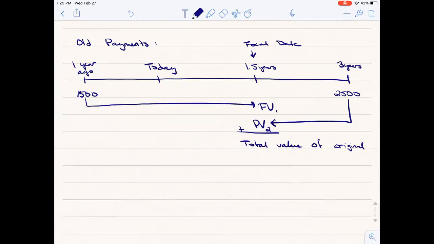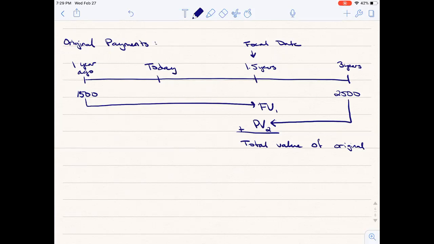I'll just say original. I ran out of room. Maybe I should write original payments instead. Old sounds not as nice. Old payments, new payments. So that's the original payment schedule.